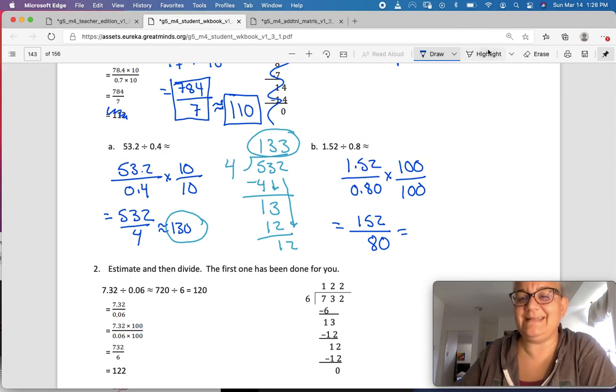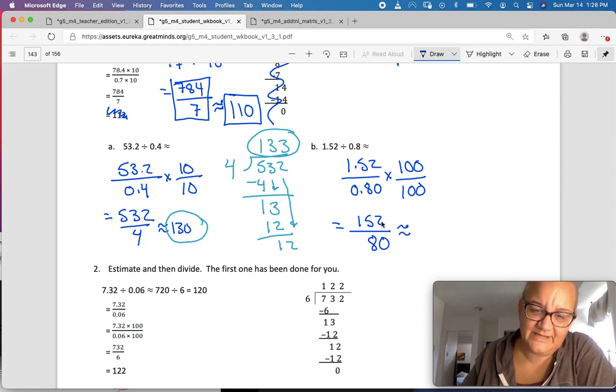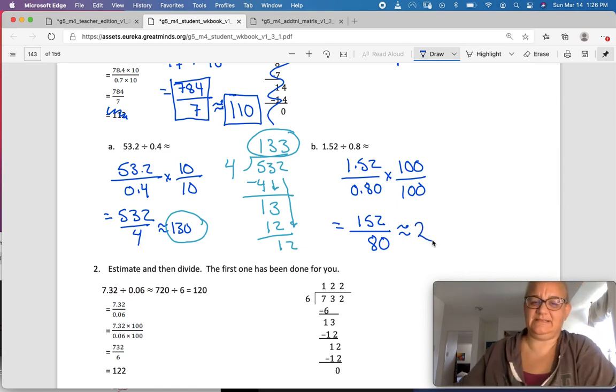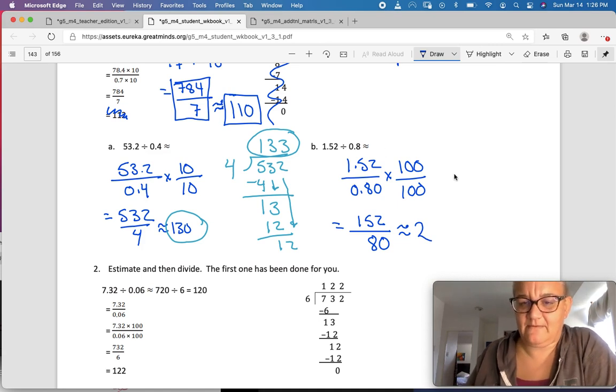Now, this is an estimate, okay? So I'm just going to take a little guess here. If I were to round this up to 160, 80 would go into 160 twice, right? So let's see how we do.